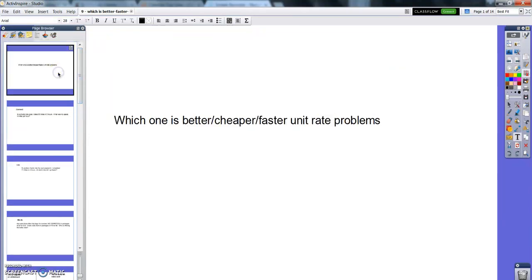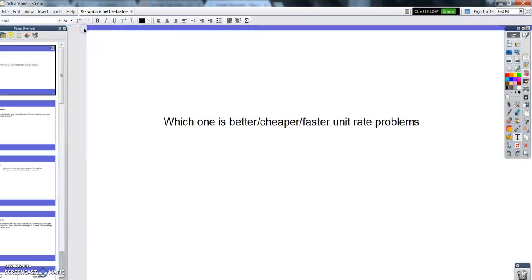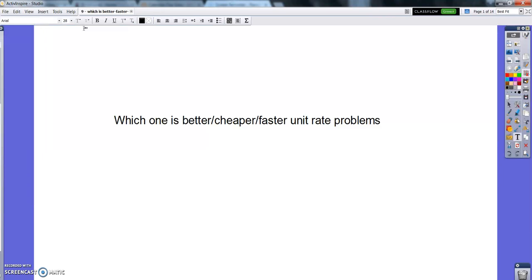Hey there, Accelerated Math. I'm going to talk about which one is better, cheaper, faster kind of unit rate problems today. These are pretty common unit rate questions you see, so I thought we'd walk through a few and make sure you understand how they work. So please label your next page in your math notebook as such. After you have, close the math notebook with your pencil marking the page and concentrate along with me.